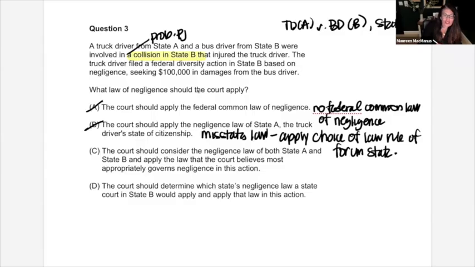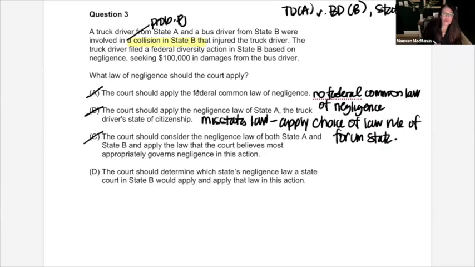C, the court should consider the negligence law of both state A and state B and apply the law the court believes most appropriately governs negligence in this action. That's a crazy answer. Courts just can't apply willy-nilly what they think is right. Maybe that sounds like it would be more equitable, but courts need guiding principles. That would lead to so much unpredictability. And a huge policy in civil procedure is predictability. That's why we have procedure and rules. So that's just a bananas answer.